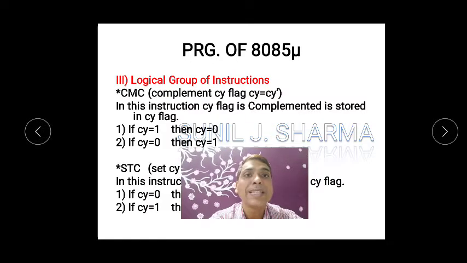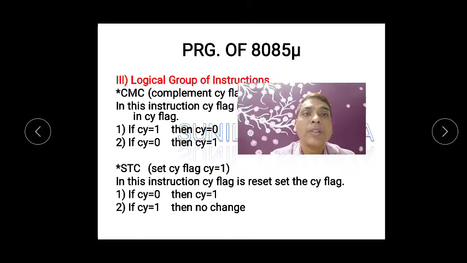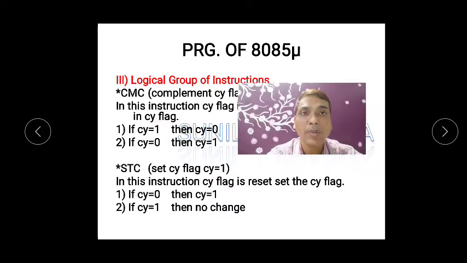Now let's go with CMC. What do you mean by this? Complement carry flag. Only the carry flag will be affected, nothing else, no other registers. This is a very simple instruction. In this instruction, the carry flag is complemented and stored in the carry flag itself. There are only two possibilities. If the carry flag is equal to 1, then the final carry will be 0. If carry is 0, then carry will be 1. Because you have to just complement.